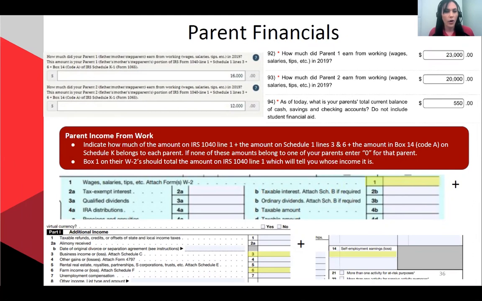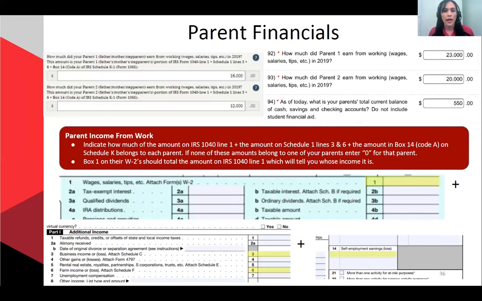This next set of questions, questions 92 and 93, will ask how much income from work for parent 1 and for parent 2. You can find this number in box 1 of your parents' 2019 W-2s or by looking at the 1040. You would look at line 1 of the 1040, then look at Schedule 1 if there is one, and add up lines 3 and 6 and the amount in box 14, code A, on the Schedule K belonging to each parent. If none of these amounts belong to one of your parents, you can enter 0 for that parent.